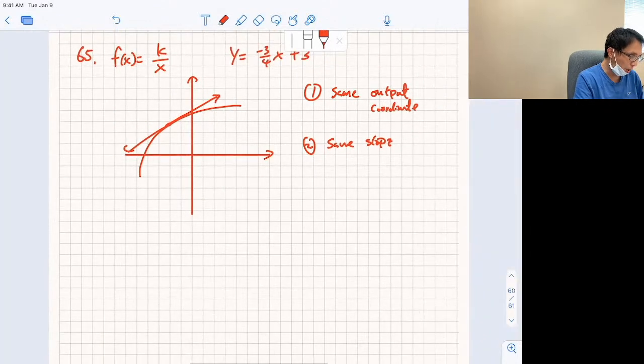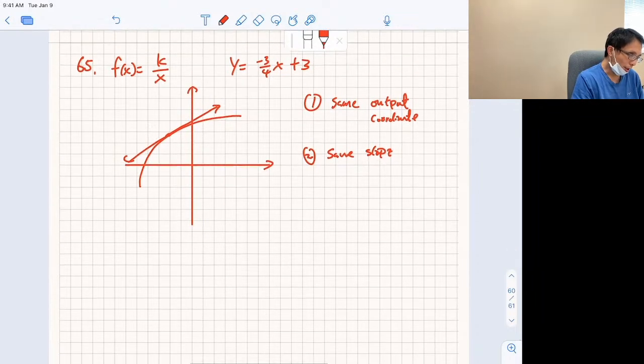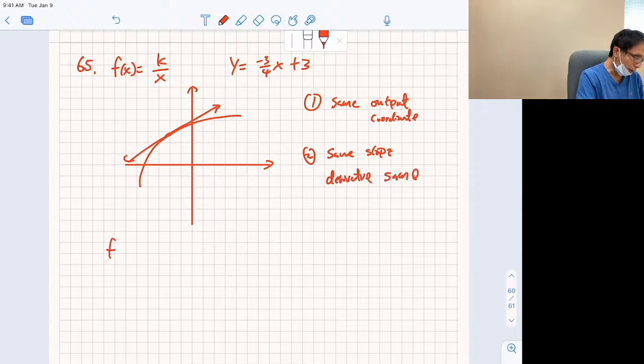So they have the same slope, but ideally I always approach slope first because slope will be easier, since you eliminate a lot of things. Same slope means the derivative is gonna be the same. Does that make sense? So I'm gonna take the derivative of f of x, that's f prime of x. But before that, I'm gonna change that x to the negative 1. So that's gonna be negative 1 k x to the negative 2, negative k over x squared.